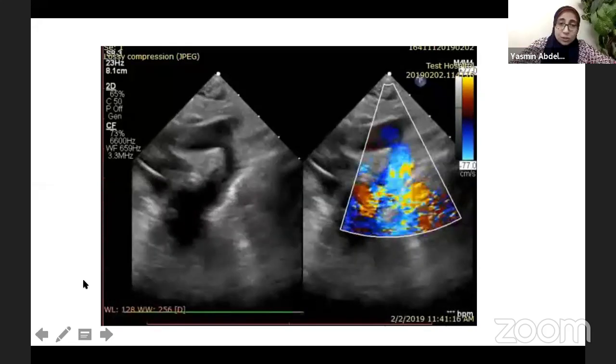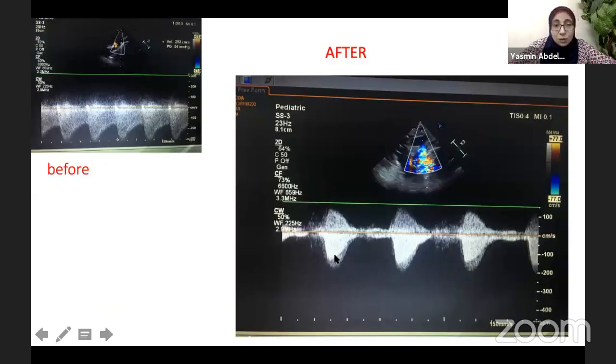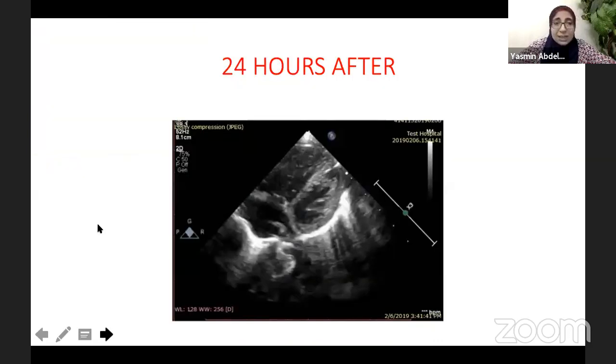This was his suprasternal view after cath. It showed us marked improvement. So we didn't proceed to more and more dilatation. And that was his new Doppler flow to the descending aorta. This was before cath, and this was after. You can see that the diastolic tail disappeared. We didn't start with a high pressure. We said because we have depressed LV function, yet the diastolic tail disappeared, showing marked improvement in his case.